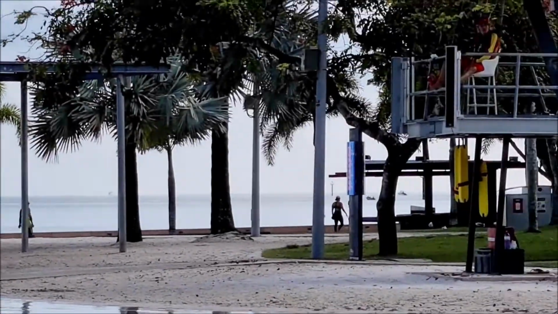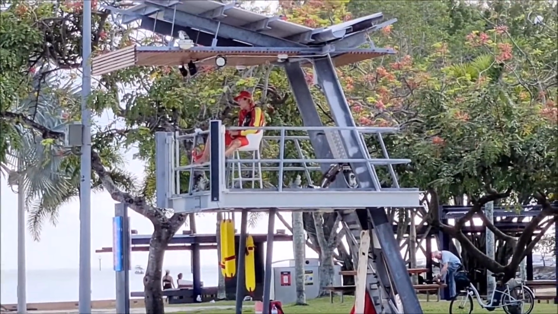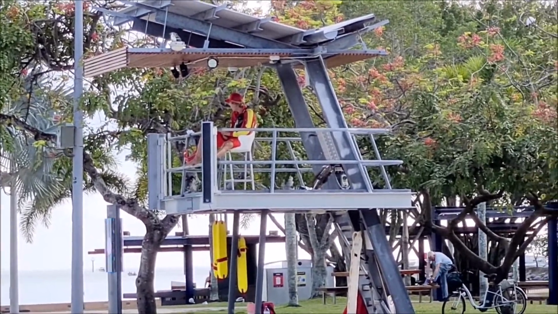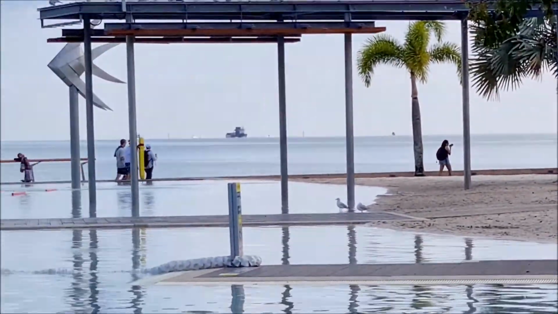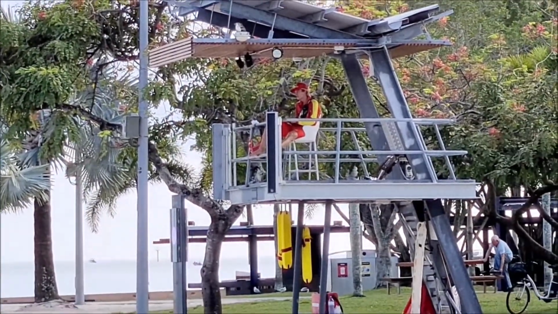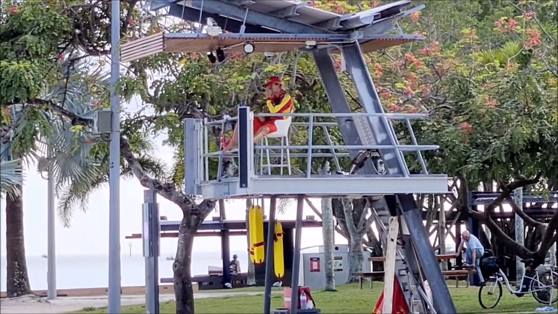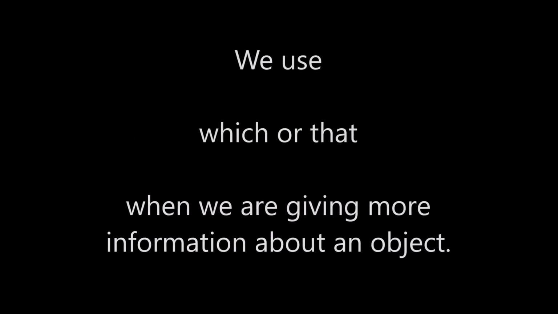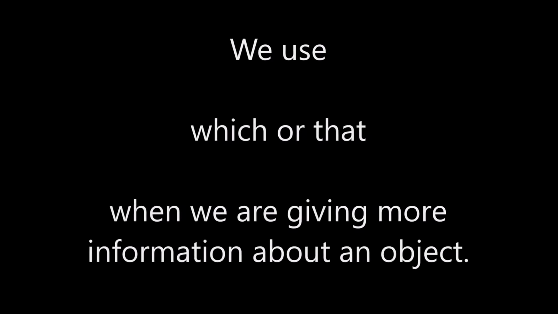The lagoon. Up there is the lifeguard. He saves people in trouble in the water. So he is the lifeguard who saves people in trouble in the water. These are information signs. They tell you about the history and culture of Cairns. These are information signs which tell you about the history and culture of Cairns.